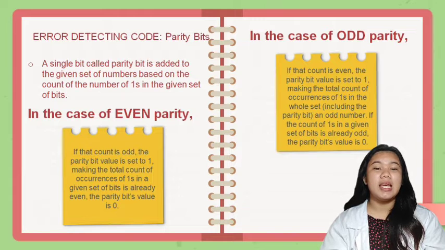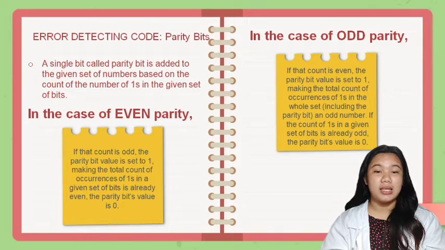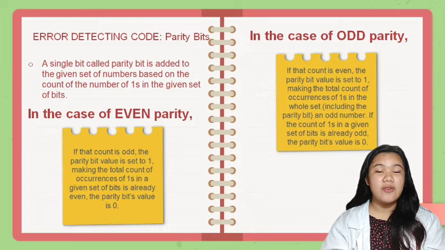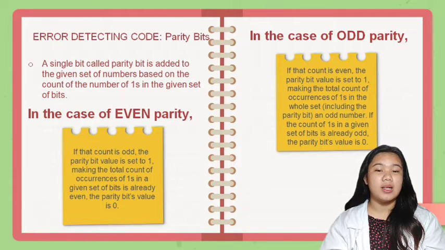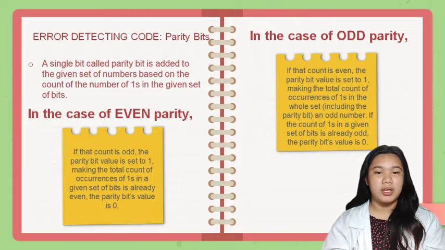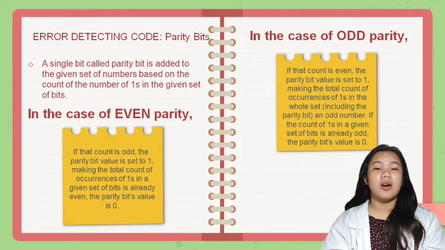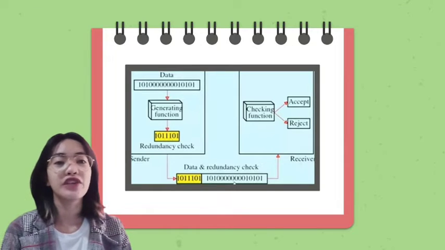And also we can see in the case of the odd parity, if the count is even, the parity bit value is set to 1, making the total count of ones in the whole set, including the parity bit, an odd number. So if the count of ones in a given set of bits is already odd, then the parity bit value is 0. So we have here another illustration.